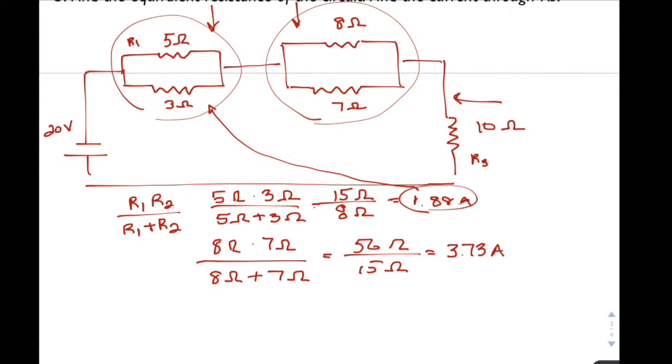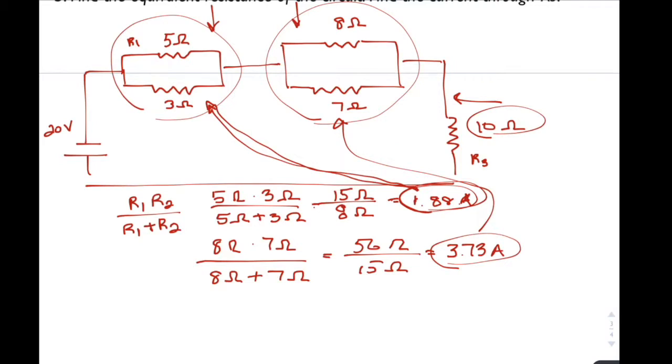So now I have the equivalent resistances for both of these two parallel circuits on the top. I can imagine that these parallel circuits are no longer existent and we just plug in a normal resistance for each of these. So now I have three resistors in series. I'm sorry, this should have been ohms here for both of these since it was the equivalent resistance. So I have the 10 ohm resistor, the 1.88 ohm resistor, and the 3.73 ohm resistor.